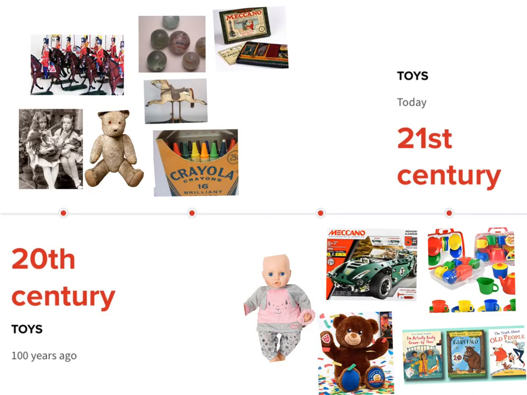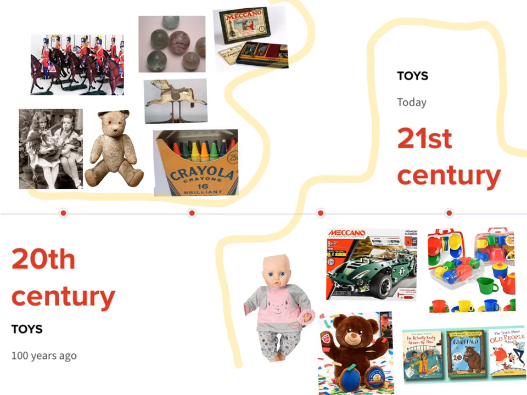So if we look at this timeline, we can see in the 20th century all the toys that were popular. And in the 21st century, we can see all the toys that are popular now.